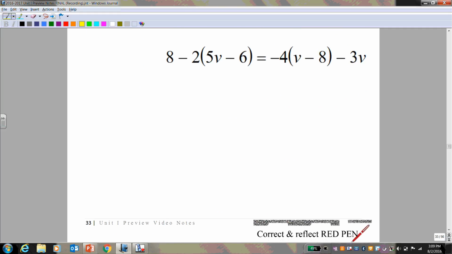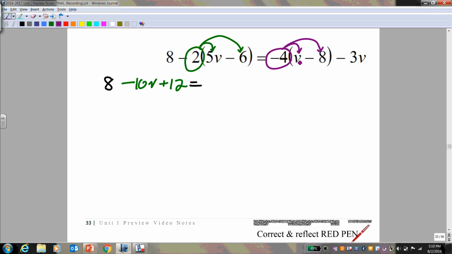In solving multi-step problems, especially when you're dealing with distributive, I want you to grab and draw those distributive arrows. Notice I circle, grab and draw the distributive arrows. That keeps your eyeballs from missing stuff. I rewrite it. I'm going to go 8, and this is minus 10v, double negative makes a positive, plus 12 equals negative 4v, double negative makes a positive, plus 32 minus 3v.